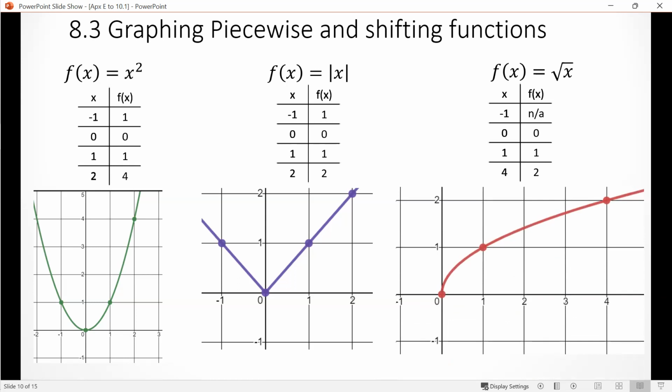Okay. So notice the important parts of each of these 3 functions. The vertex of your parabola, where the stuff inside the squared is 0. The vertex of our absolute value function, where the stuff inside the absolute value is 0.